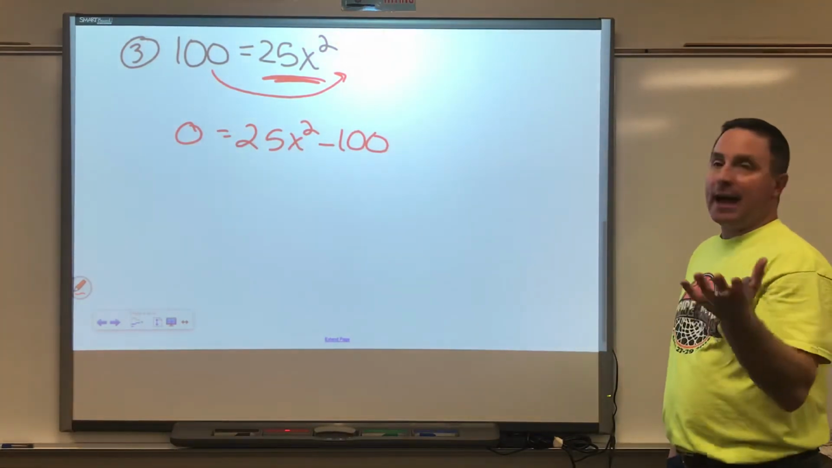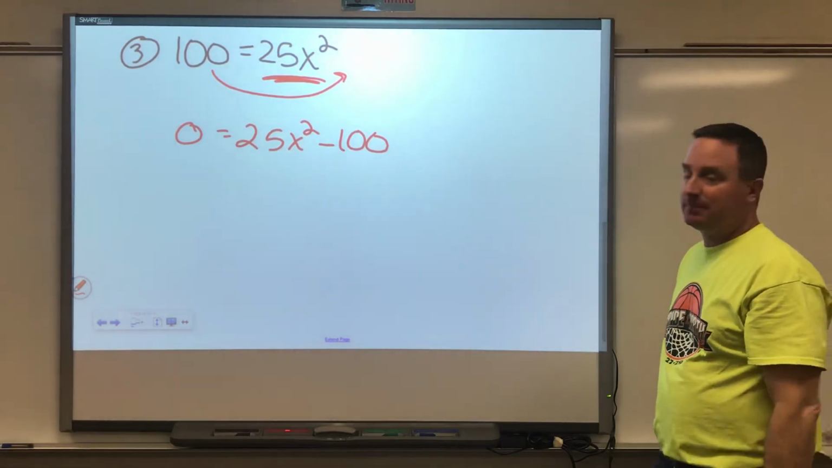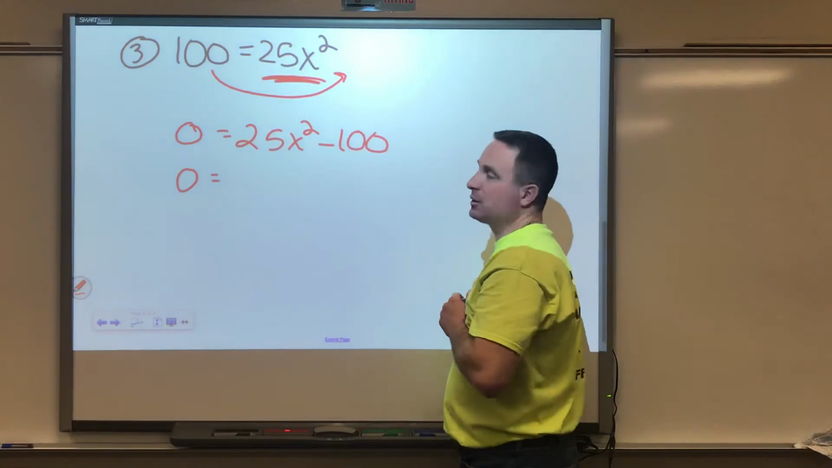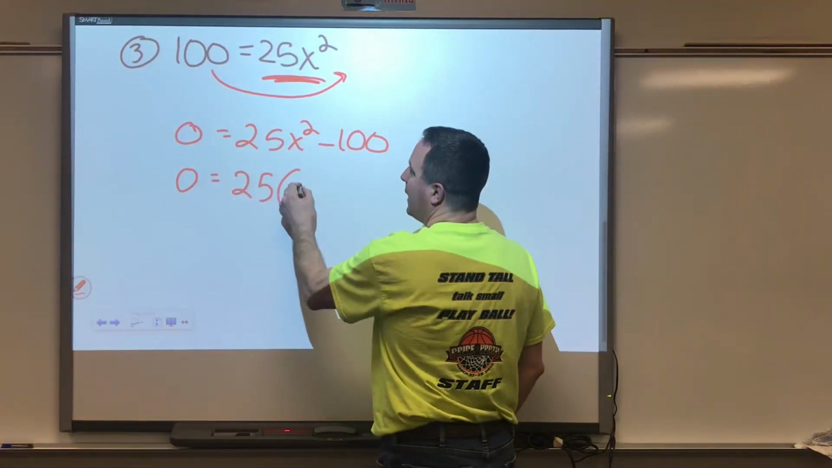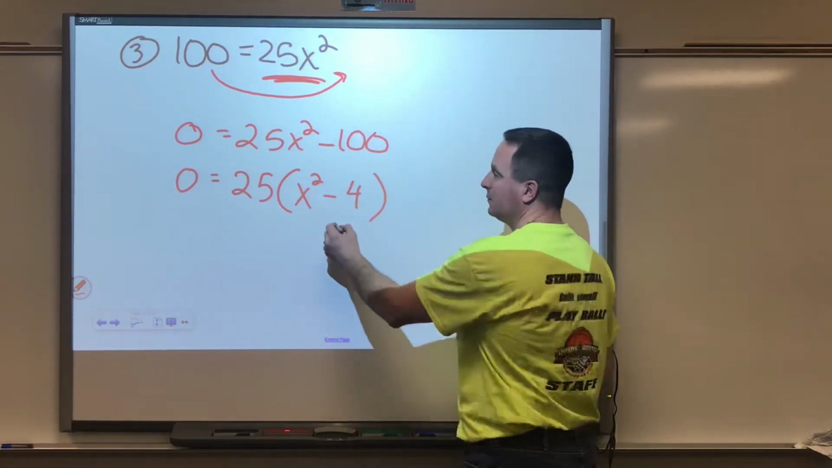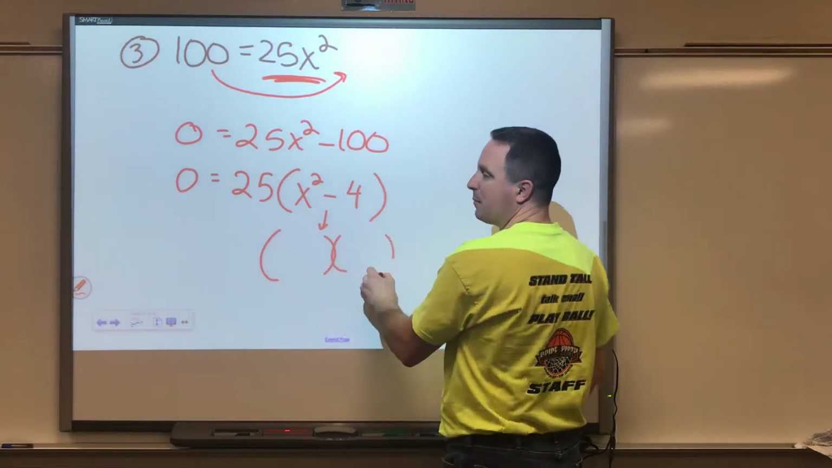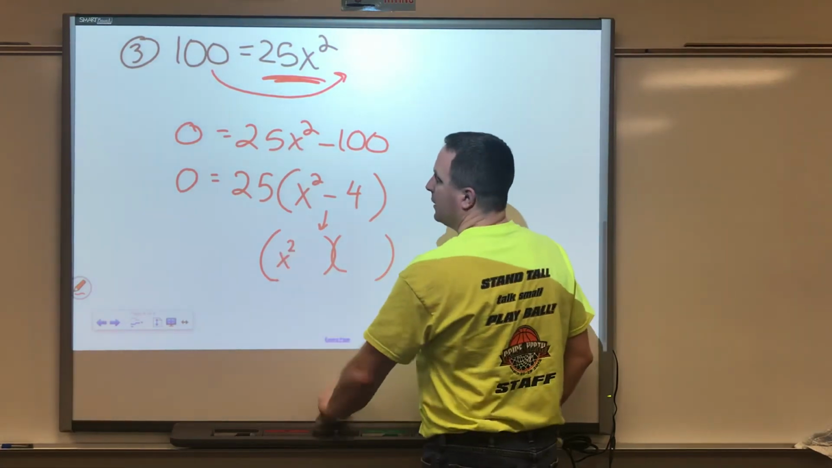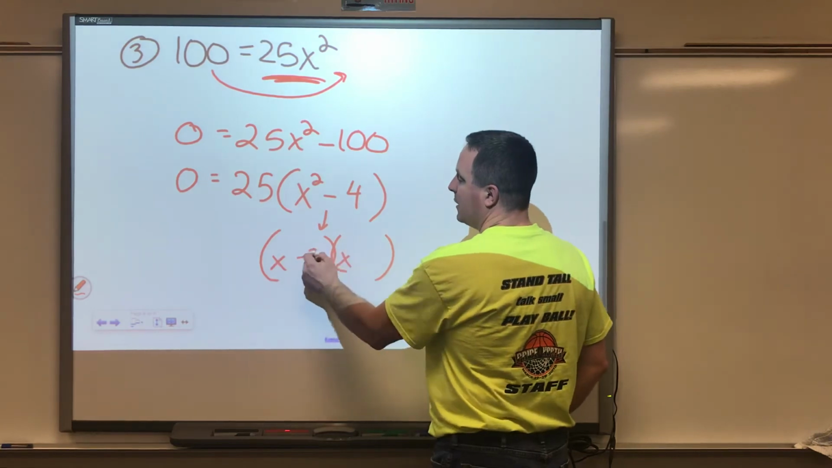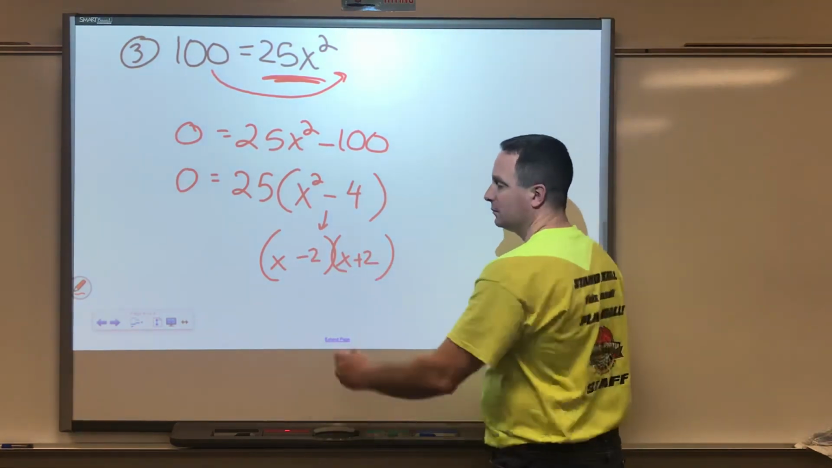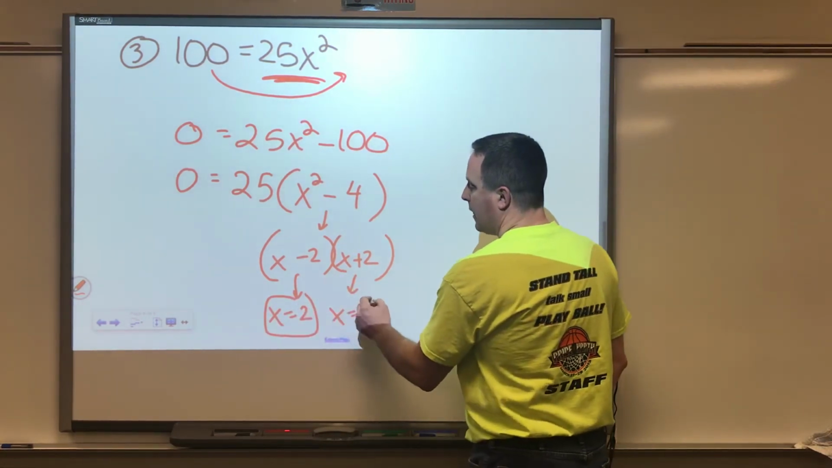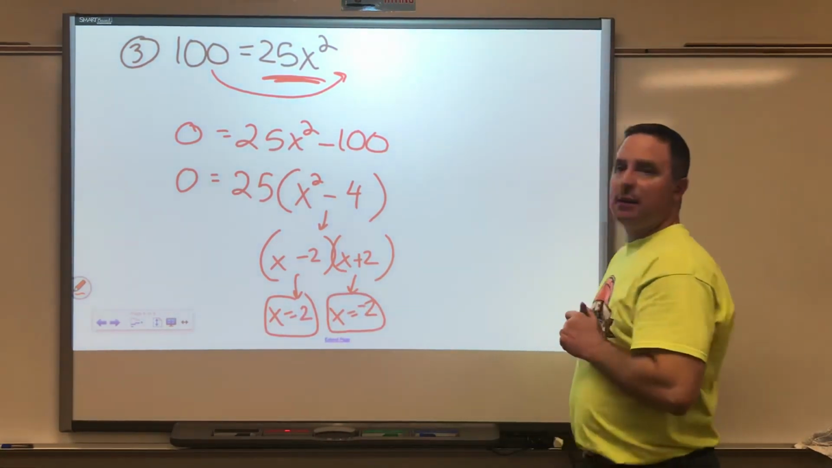Okay? Now again, I always look for a greatest common factor. If I look closely here, I think 25 goes into both of those. If I factor out a 25, 25 goes into 100 4 times. And then here's that, this one appears quite often. If I factor x squared minus 4, they're perfect squares. I could do x and x, minus 2 and plus 2. And then my solutions would be a positive 2 and a negative 2. Okay?